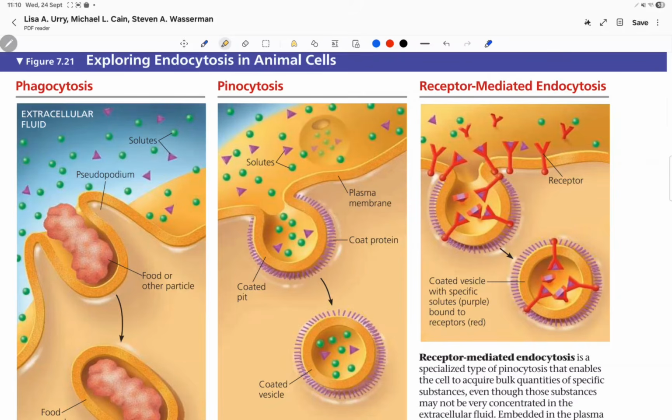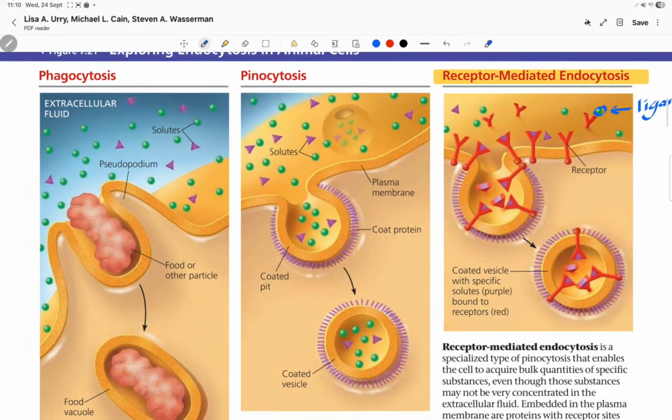Sometimes bringing bulky things into the cell requires a receptor. We call this receptor-mediated endocytosis, because a ligand, this is a ligand, it has to bind to a receptor to allow this pathway to start working. And then once the ligand and the receptor become one piece, only then you can transport things into the cell.